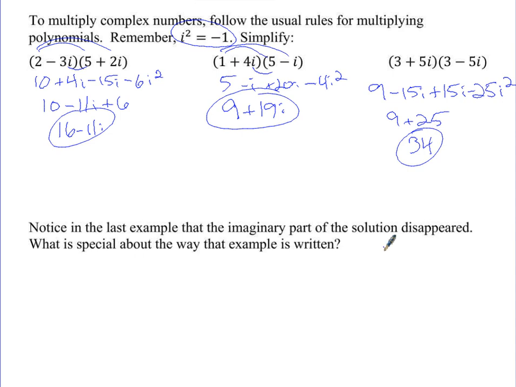Notice the bottom line here. Notice in the last example, the imaginary part of the solution disappeared. In every single example we've had so far, there's an imaginary left. Here, we didn't have one. What's special about that problem that maybe made the imaginary part disappear? It's not 3 plus 5i squared. It's close to that, though. We have the 3, we have the 5i, but then we have a plus and a minus. Do you remember that pattern?